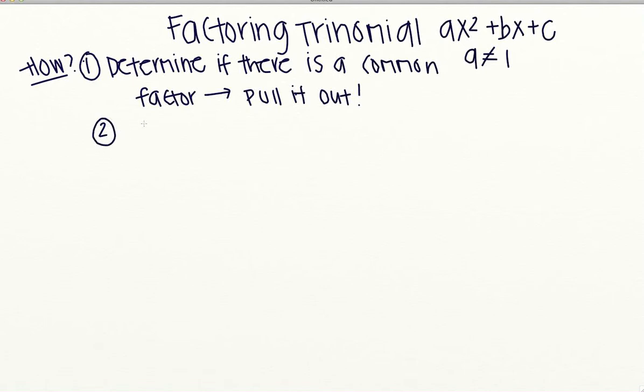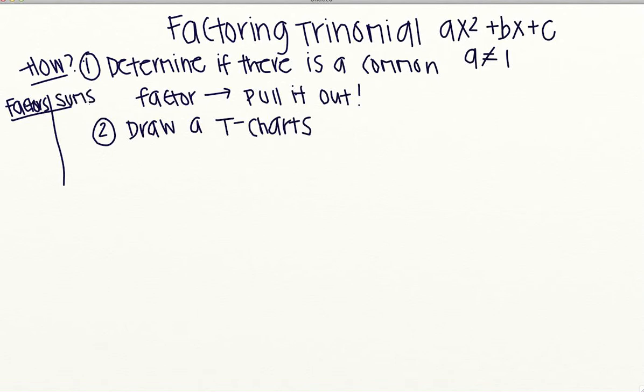So step 2 says we're going to draw a T-chart. And I love T-charts because they help keep my thoughts very organized. Draw a T-chart. Not T-charts, a T-chart, just one. But our T-chart is going to look something like this, where in the left column, we're going to list factors, and in the right column, we're going to list sums. And let's talk about how to do that.